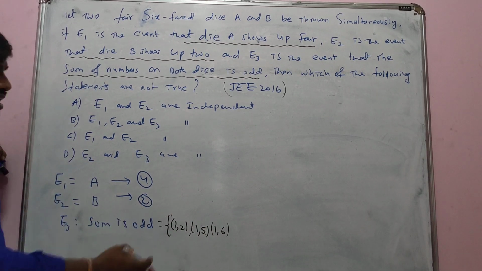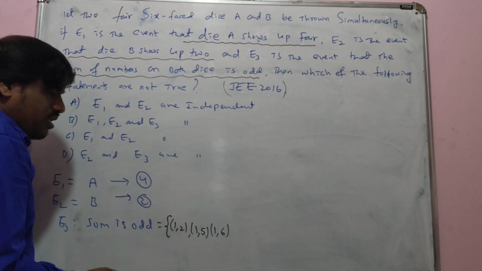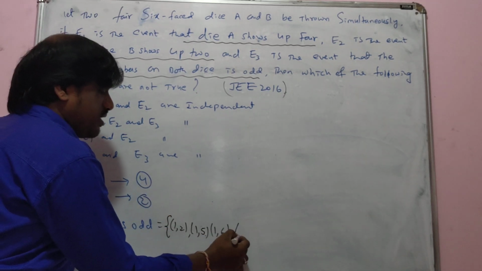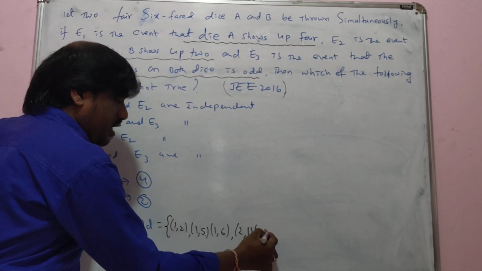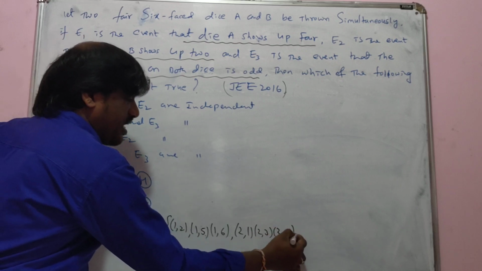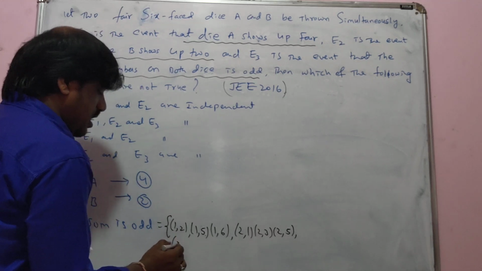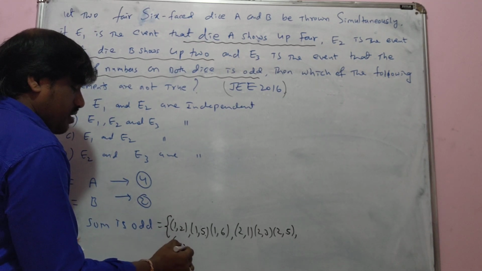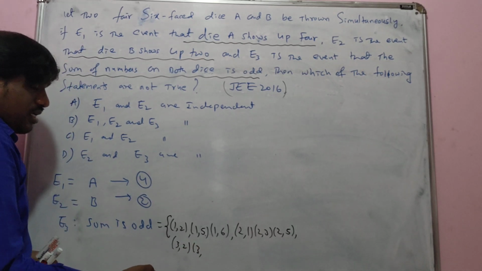So other things, 1 comma 1 is even, right? 1 comma 3 is even, right? So like that, likewise you have to select it. This is 2 comma 1 is odd, 2 comma 3, 2 comma 5, right? 2 comma 5, the 2 comma 6 will not get, then you can get 3 comma 1, 3 comma 2, 3 comma, like you will get like this.